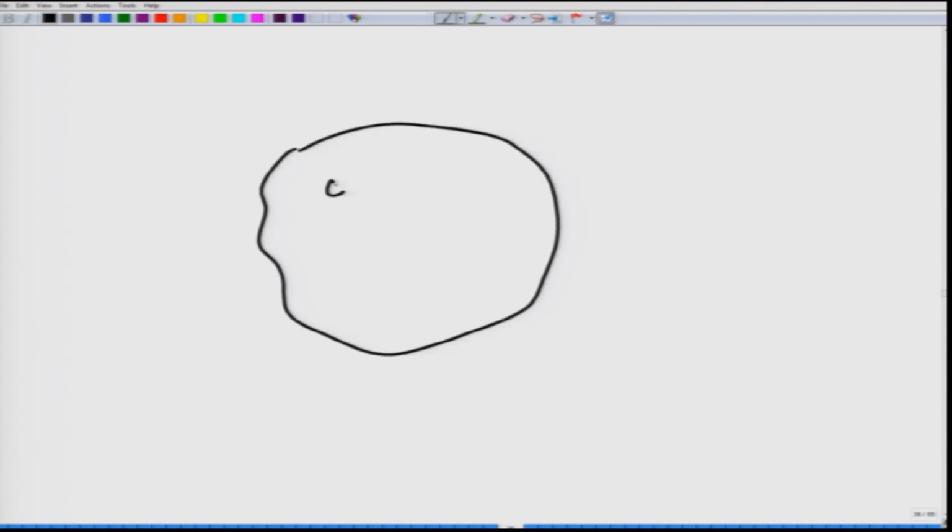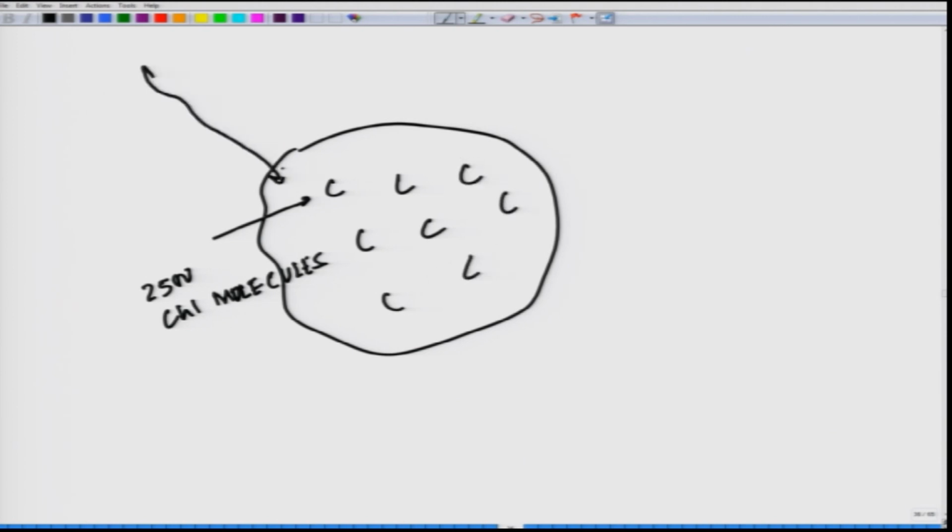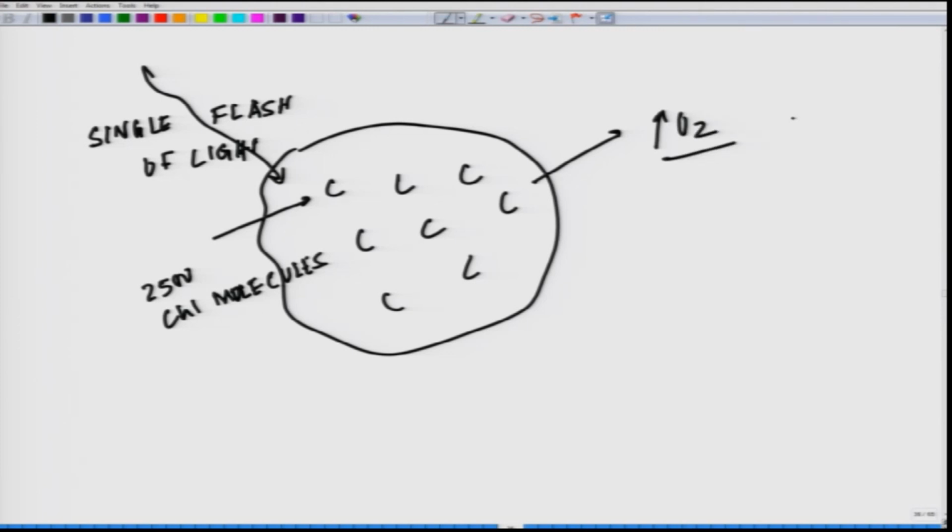So, in other words, if this is the site where there are 2500 chlorophyll molecules, which is estimated based on the per unit density of chlorophyll, and this is a single flash of light, one can calculate the energy you are giving. What they observed is a single oxygen molecule getting emitted out.